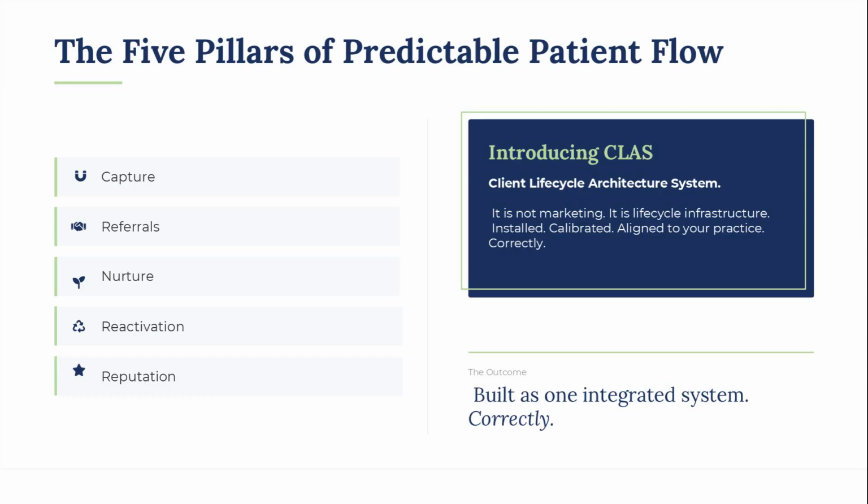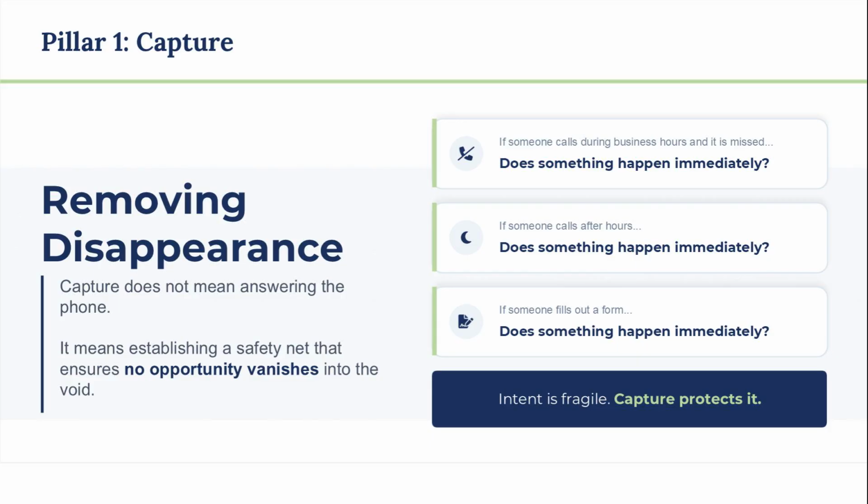That's what Class represents. Not marketing, lifecycle infrastructure. Installed, calibrated, aligned to the practice correctly. Each of these pillars protects a different moment in the life cycle. Starting with the very first one. It starts at the very beginning with the first pillar.